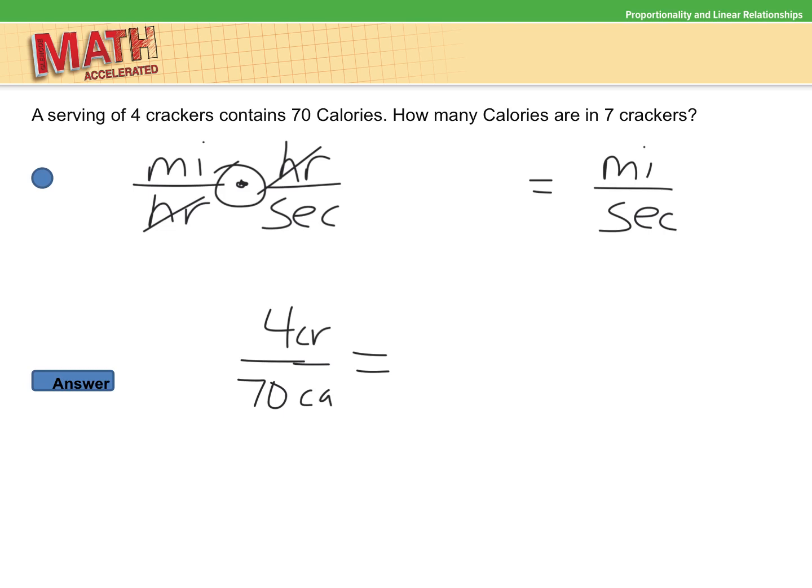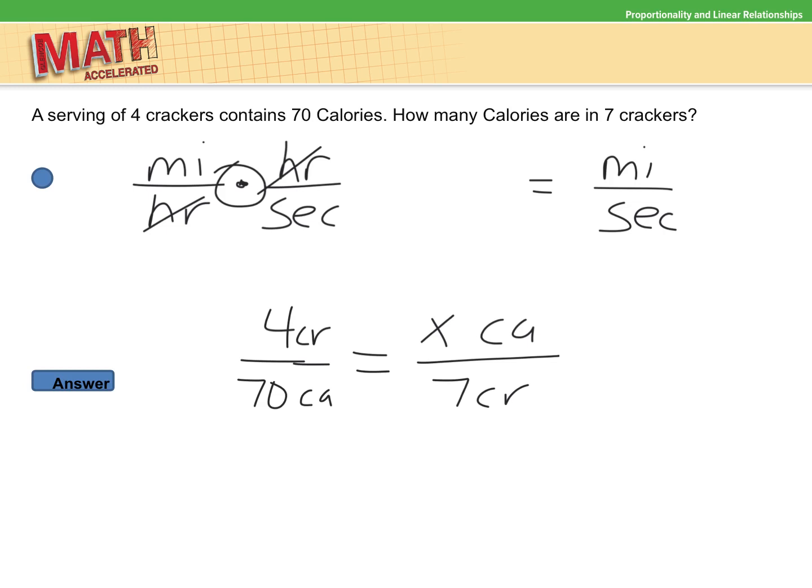Do you think we're going to put X over 7 or 7 over X? X over 7. If we put X, remember that's calories. We want to put over 7 crackers. Does that look right? Yeah. Because if we think the relationship across, we have 4 crackers over 70 calories equals however many calories over 7 crackers. Is that the same? Yeah.